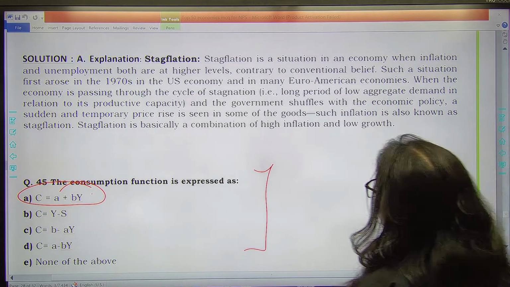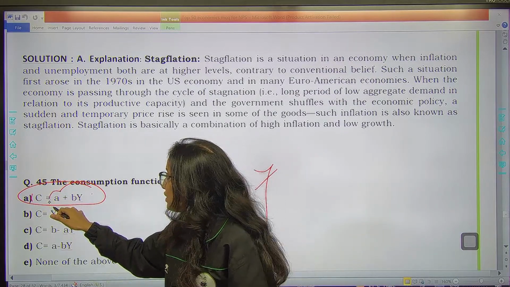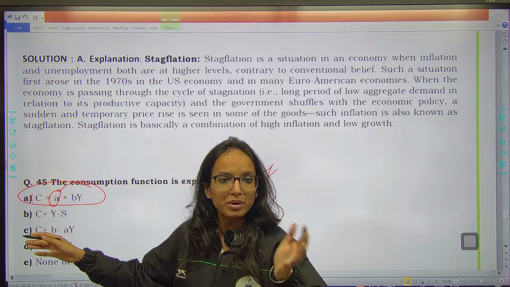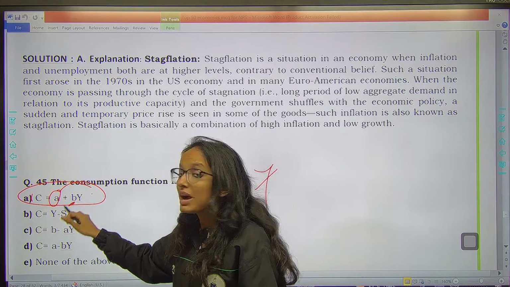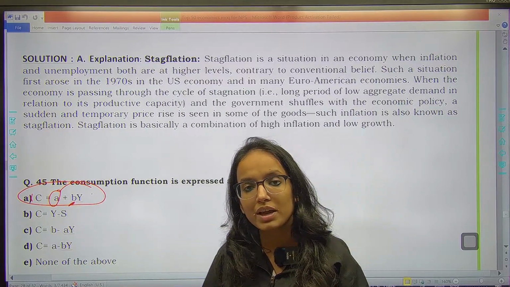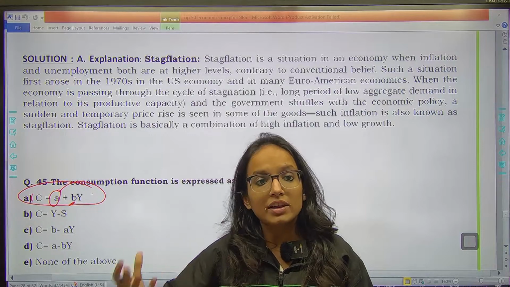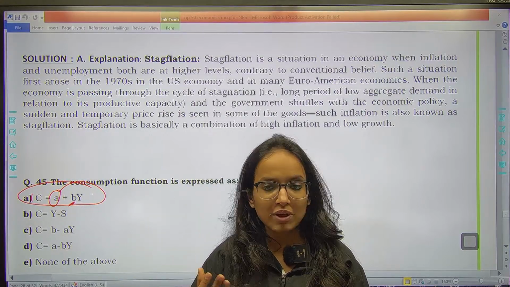Consumption function is C = A + BY, where capital C is your consumption, A is your autonomous, minimum level of consumption, which does not depend on your earning. B is the marginal propensity to consume, right? What is the marginal propensity to consume? How much of your additional income you will be spending on consumption? Do you know the concept of MPC and MPS?